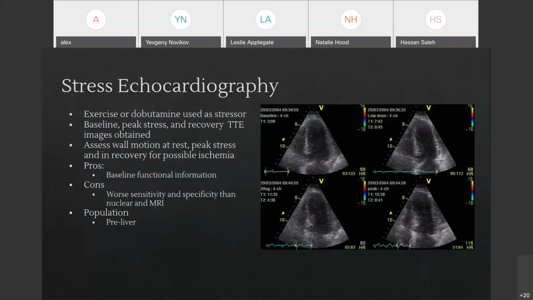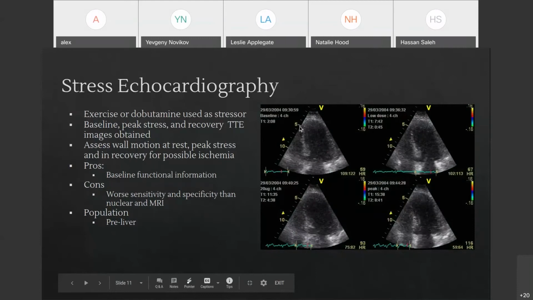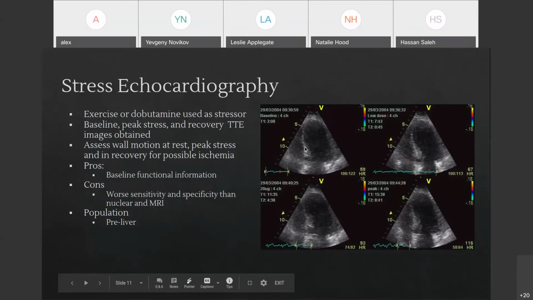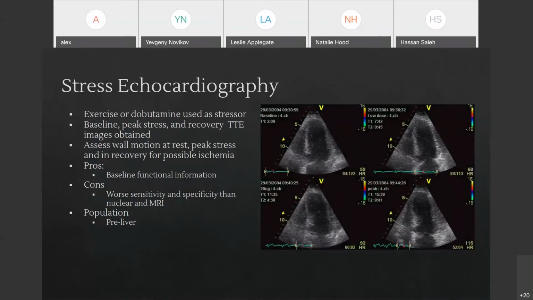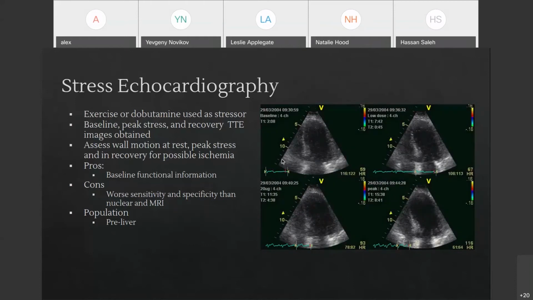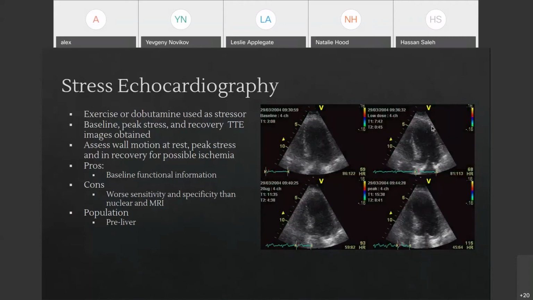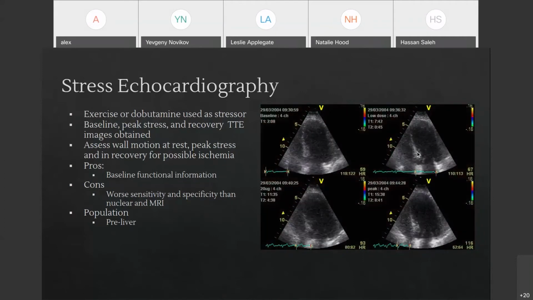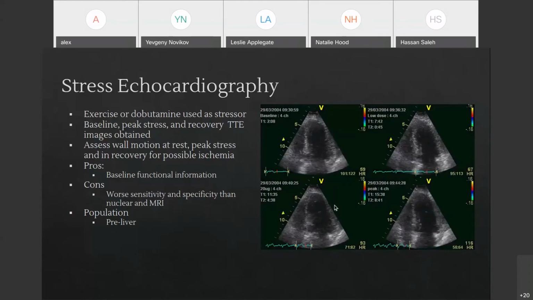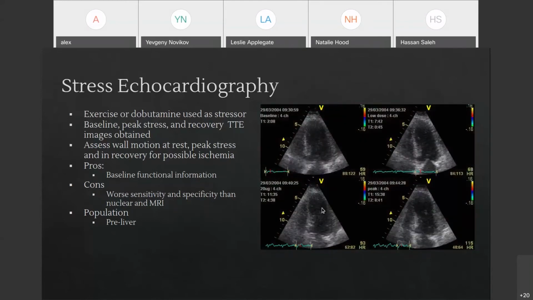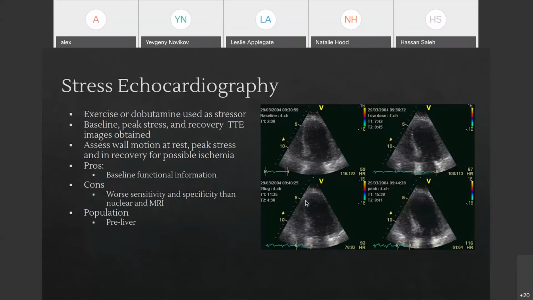Basically, what you do, and hopefully this is playing for you guys on the right, but you can see up here, these are your rest images, and this is actually a dobutamine, but it's the same for exercise. These are your baseline images over here. This is an apical 4-chamber, so LV, RV, LA, RA. This is your low-dose dobutamine, same views. They've got it mixed up a little bit. This is your peak dose, and then this is recovery down here.